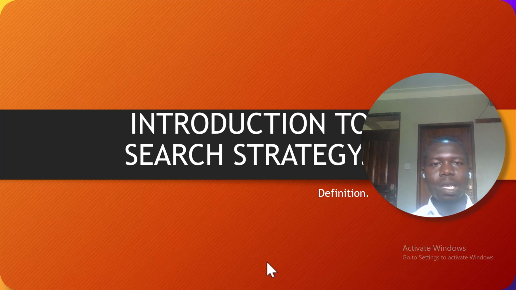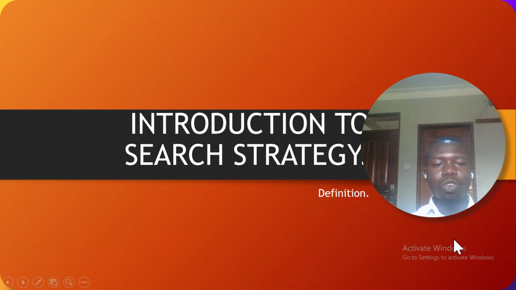My name still remains Aleman Bob Tibio, and today we are going to learn about introduction to search strategy. As you can see on the screen, an introduction to search strategy explains how to plan and carry out an effective search for information, especially in academic work, research, or problem solving. But by definition, a search strategy is a planned method used to find relevant and reliable information from sources such as books, journals, and the internet.